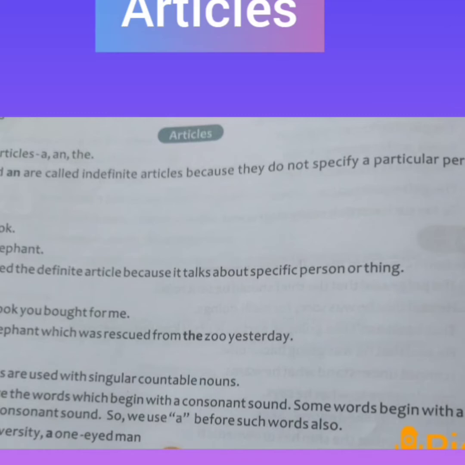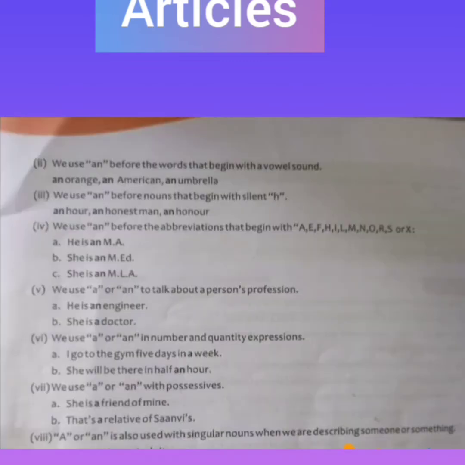So, a European, a university, a one-eyed man. Students, in European there is a y sound, in university a y sound. That's why a is used here. Students, an is used before a vowel sound. Vowel sounds a, e, i, o, u. So, an orange, an American, an umbrella.